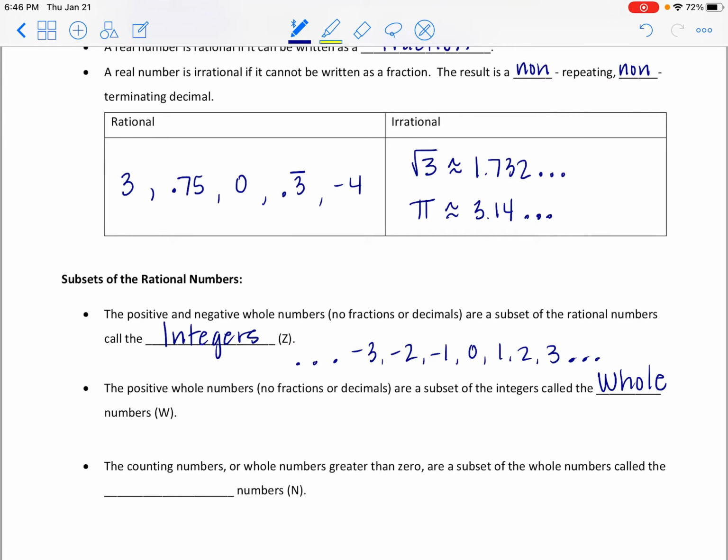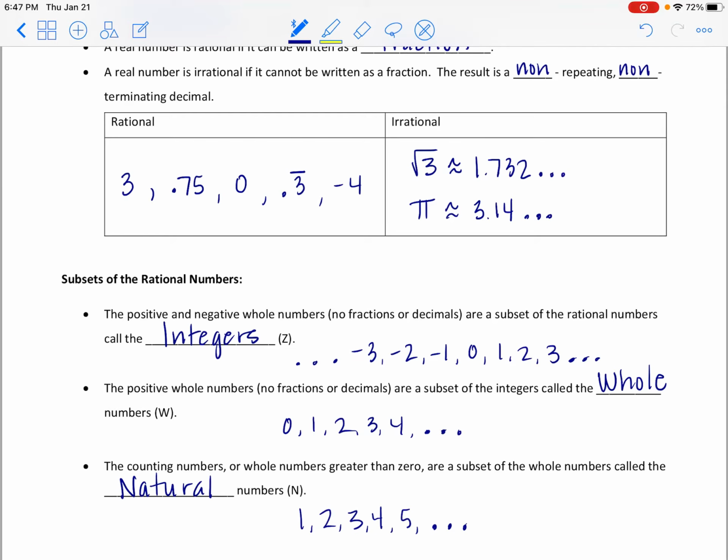So the integers are like -3, -2, -1, 0, 1, 2, 3, and we go forever in both directions there, but no fractions or decimals, just those positive and negative wholes. The whole numbers, we get rid of the negatives from the integer group. So we're looking at 0, 1, 2, 3, 4, and so on, just forever in the one direction. And then if we take the whole number group and we get rid of the 0, we have our last little subset, which we call the counting numbers or the natural numbers. Okay, the natural numbers, N. So again, that starts after 0 from our whole number group. If I said to start counting, you're going to start at 1, right? That's where the natural numbers start.